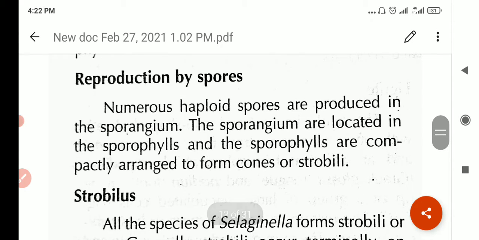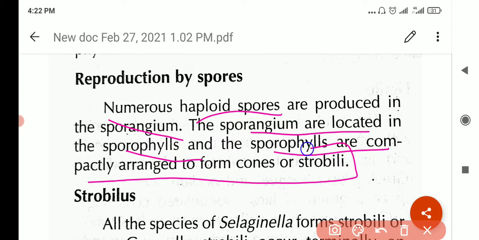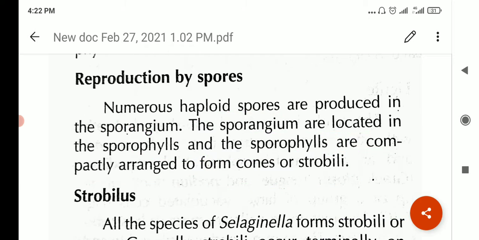Then let's look at how it reproduces by spores. Haploid spores are produced in the sporangium. The sporangia are located on the sporophyll, and the sporophylls are compactly arranged in the form of a cone or strobilus. This one you already know from the theory.